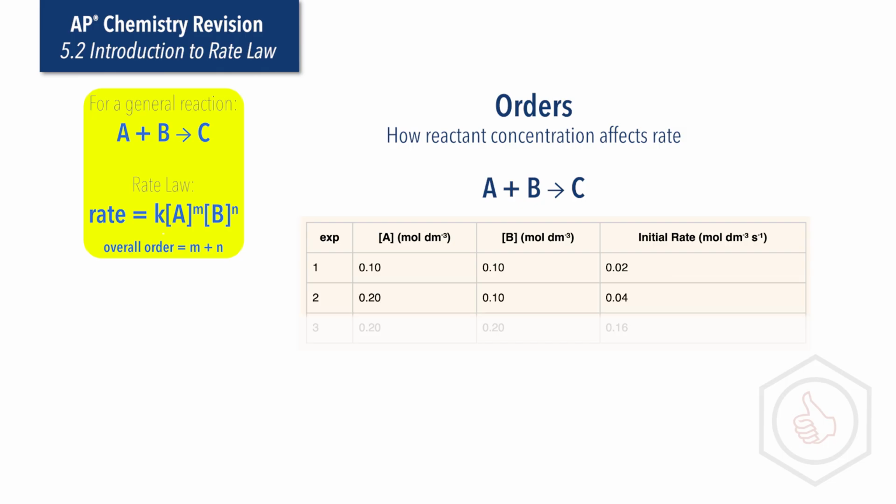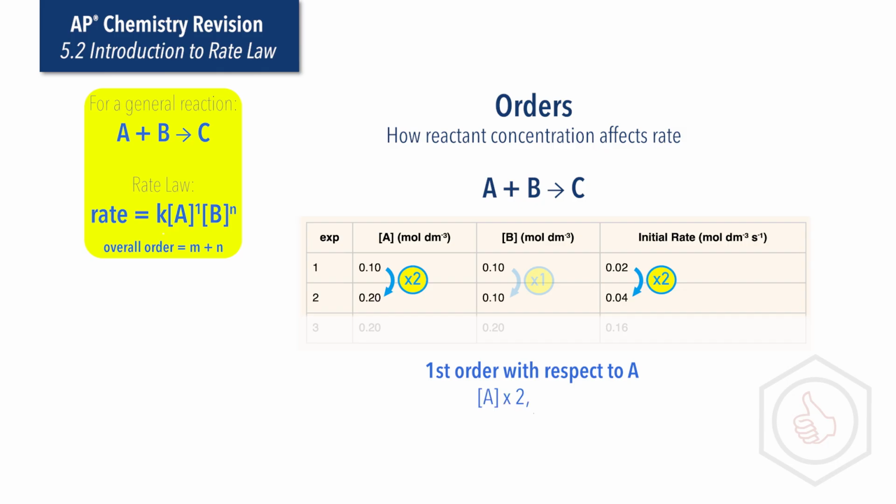However, in the second experiment, the concentration of A has been doubled, but the concentration of B has remained the same. But the rate of reaction has also doubled. This means the reaction must be first order with respect to A, because the concentration of A was doubled and the initial rate of reaction also doubled.